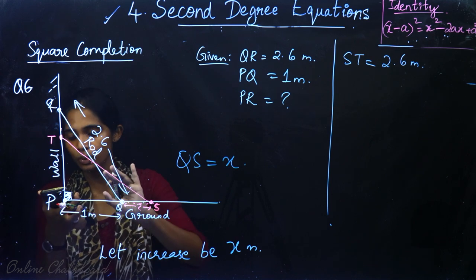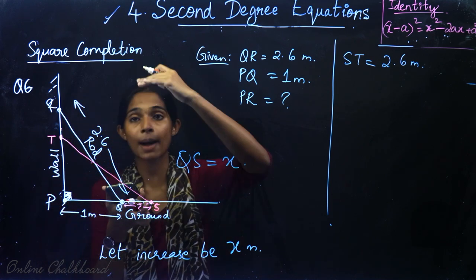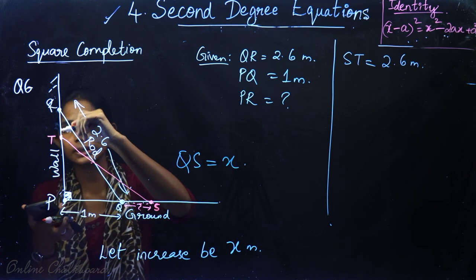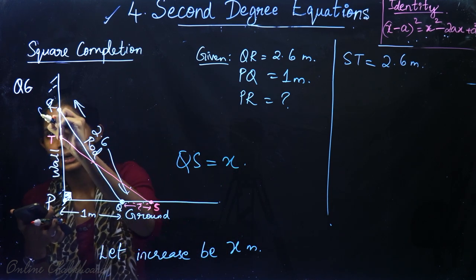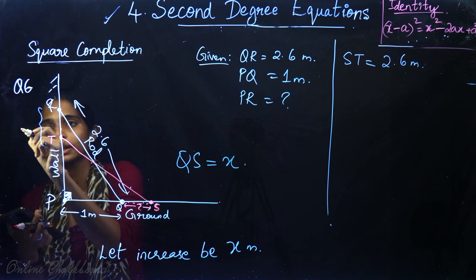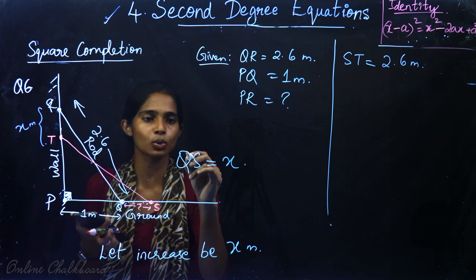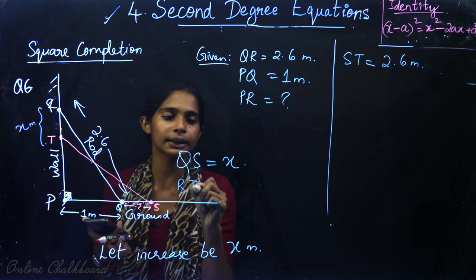When the foot is moved a little away from the wall, its upper end slides the same length down. That is, RT is also the same length. That length is the value, that is x meters. So we will say QS and RT are both x.